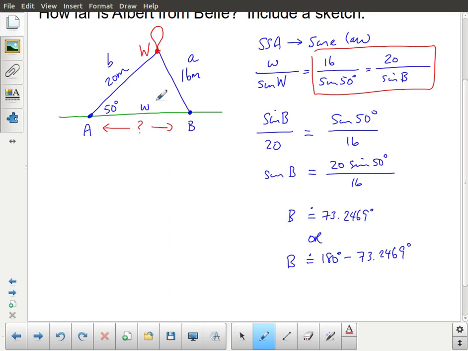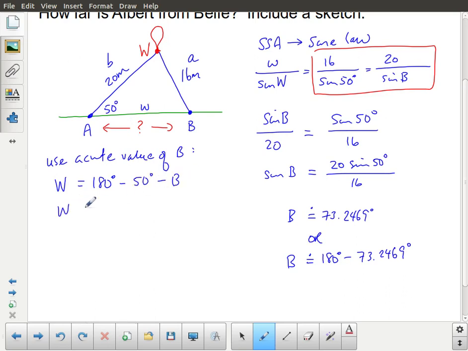Now, based on my diagram, it very much looks like this is the correct answer, 73.2469. It looks like I've got an acute angle here. So let's, for the sake of argument, use the acute value of B. If I use the acute value of B, then I can now find the value of the angle W. The angle W is just equal to 180 degrees minus 50 degrees minus B.